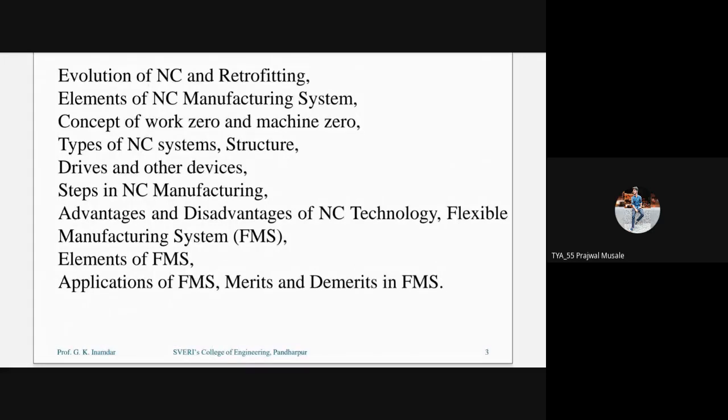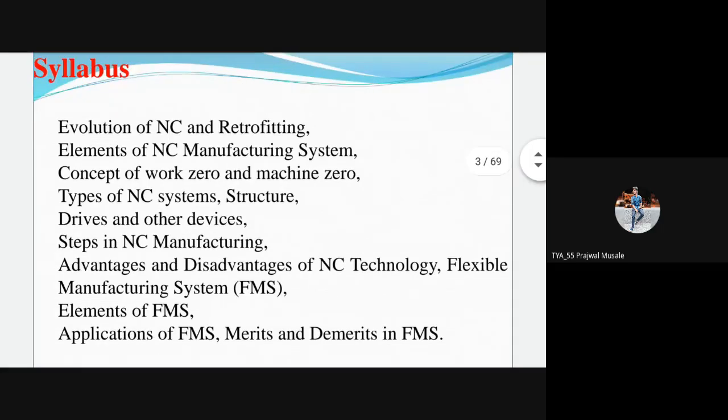Okay, hard automation, soft automation, and flexible automation. As in the CNC system, the flexible manufacturing system is also available. Elements of a flexible manufacturing system, application of FMS, merits and demerits of the flexible manufacturing system. This is the syllabus of chapter number 4.